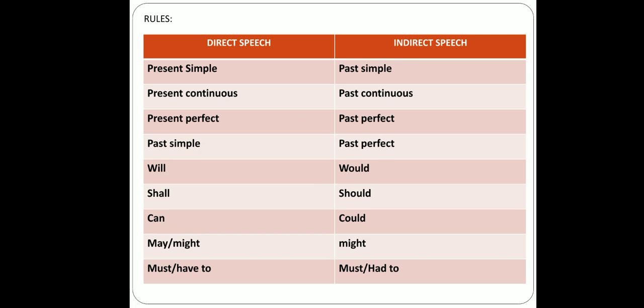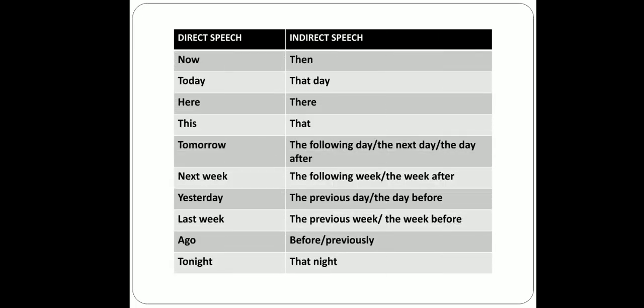Will changes to would, shall changes to should, can changes to could, may changes to might, must or have to. Okay, you can write must for must, you can write must or had to, but have to changes to had to, not must. Please understand this particular point. So next, let us see the chart.